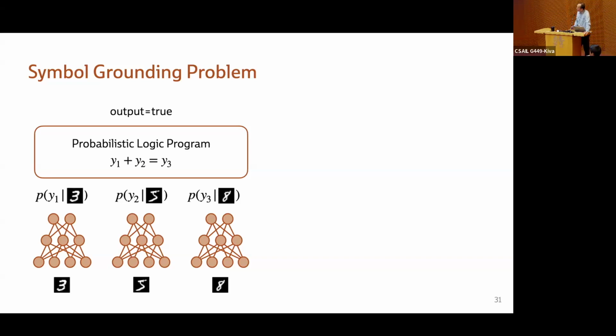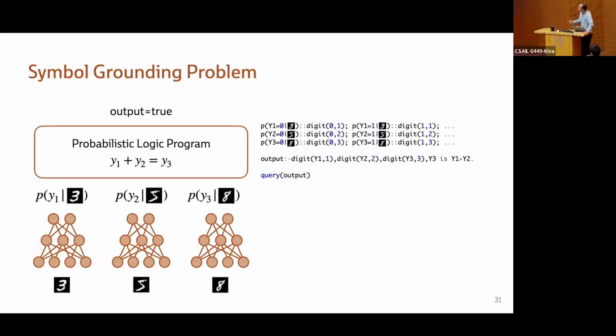And so what is interesting here is that the neural network predicts a distribution over the possible digits, and this distribution is combined with this kind of program to predict whether the knowledge is satisfied or not. And so this is how we are going to define the underlying program here. So we have a bunch of probabilistic facts over the possible digits. Then we have a rule that takes these 3 digits and constrains them with respect to the rule that I was mentioning to determine whether the output is true.